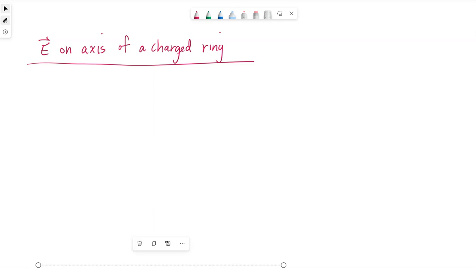So we're going to go through the derivation of the equation that describes the electric field on the axis of a charged ring. As part of this, I'm going to ask you a few conceptual questions.